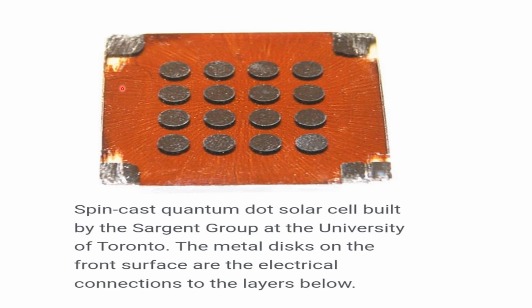This diagram represents the spin quantum dot solar cell built by the Sargent group at the University of Toronto. The metal discs on the front surface are the electrical connections to the top layers below.